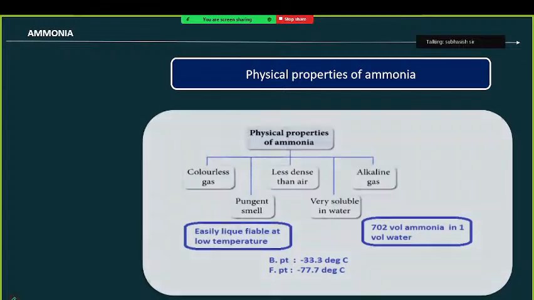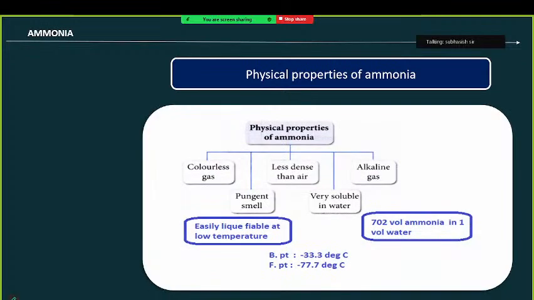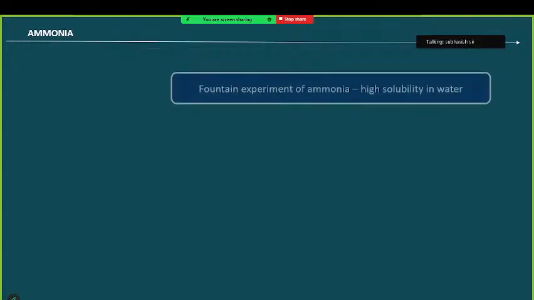Some physical properties of ammonia. Ammonia is a colorless gas. Its density is less than air. It is an alkaline gas with a pungent smell. It is highly soluble in water. The boiling point and freezing point, no need to remember those temperatures. But the only important fact is that 702 volumes of ammonia dissolve in 1 volume of water. These are the physical properties of ammonia.